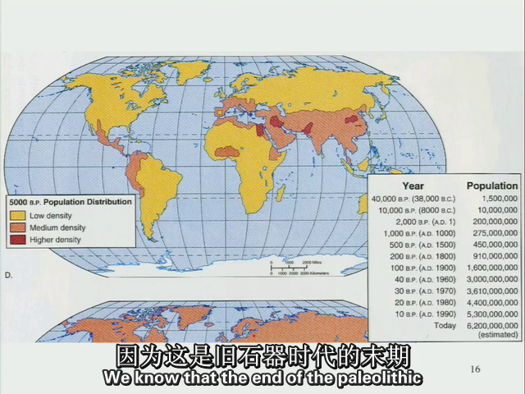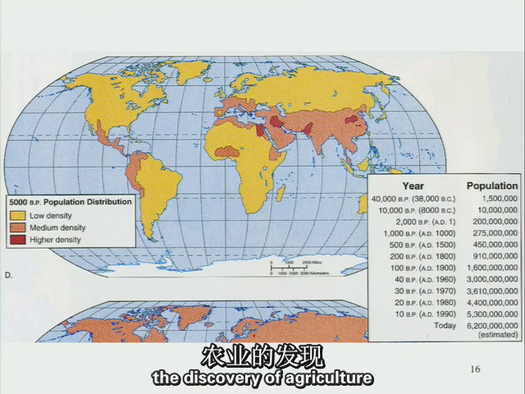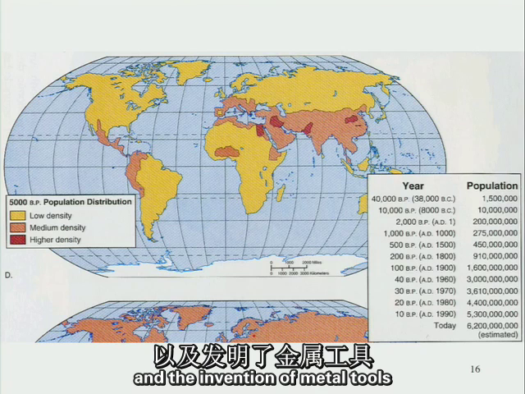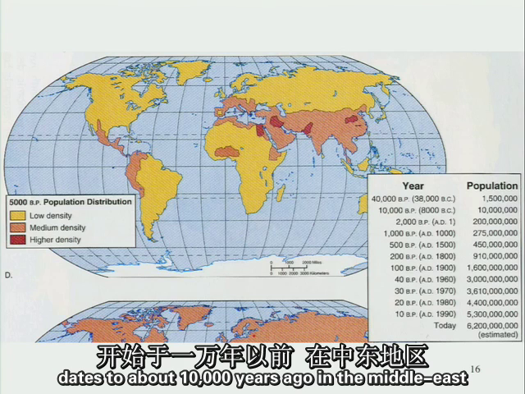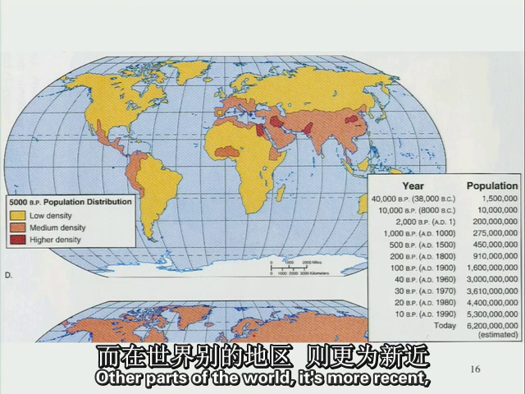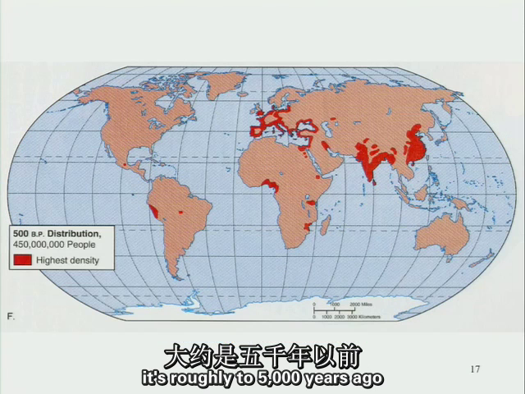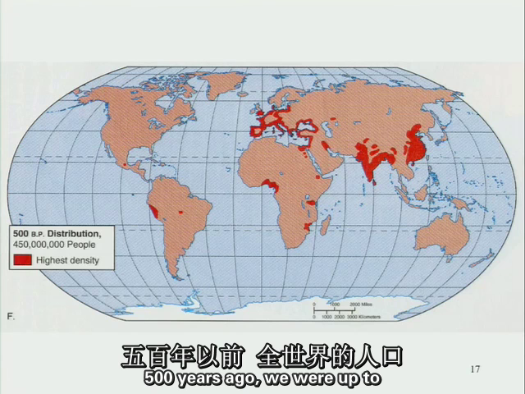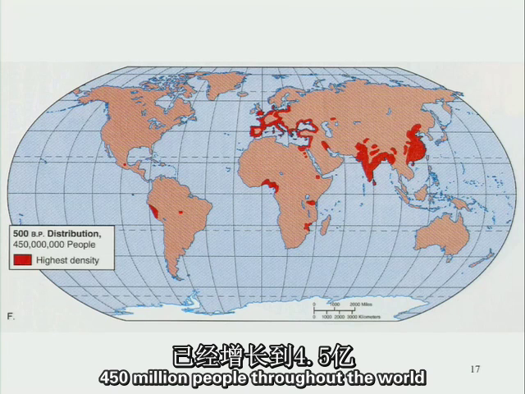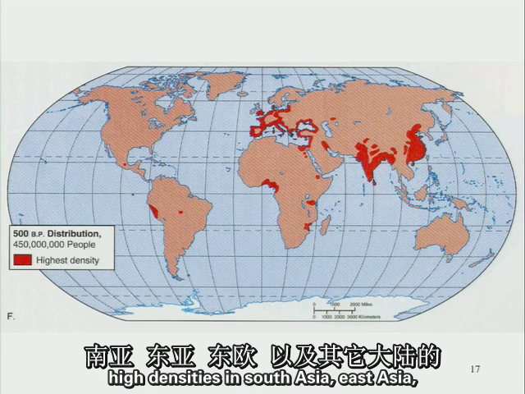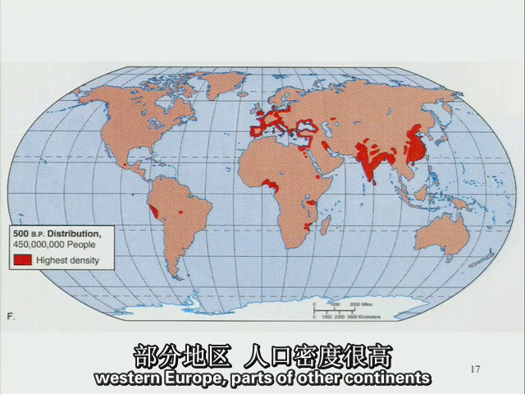We know that the end of the Paleolithic, which is marked by the discovery of agriculture and the invention of metal tools, dates to about 10,000 years ago in the Middle East. Other parts of the world, it's more recent. It's roughly 2,000 to 5,000 years ago. 500 years ago, we're up to 450 million people throughout the world, high densities in South Asia, East Asia, Western Europe, parts of other continents.